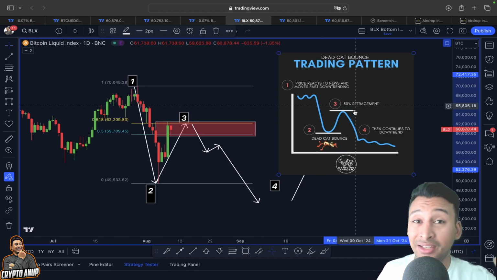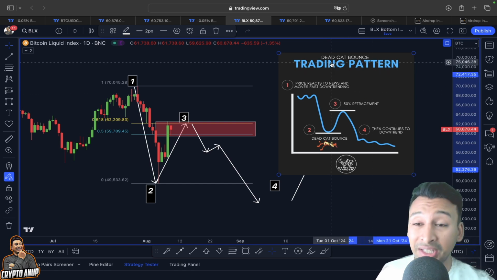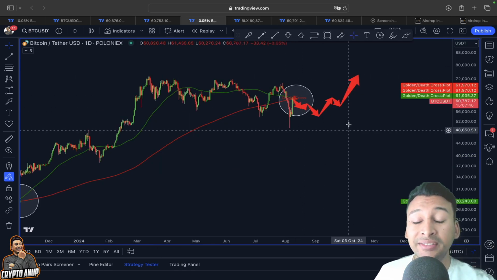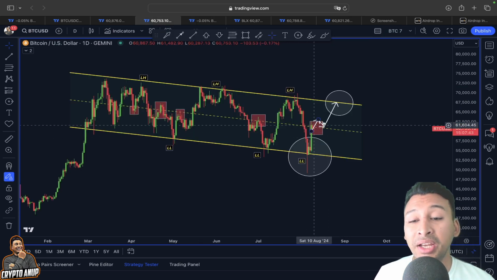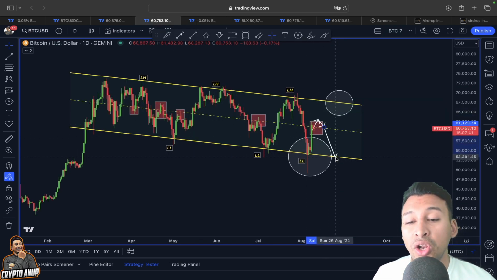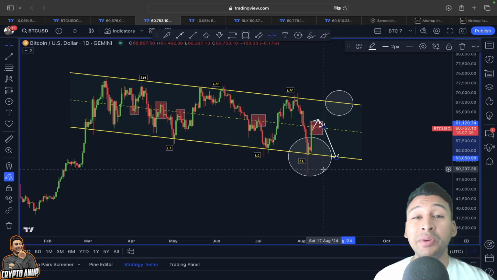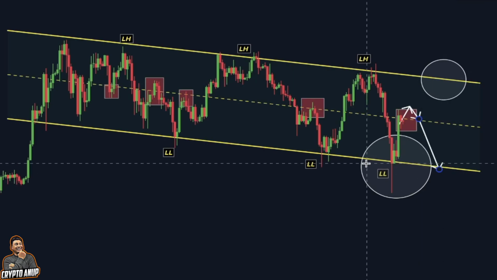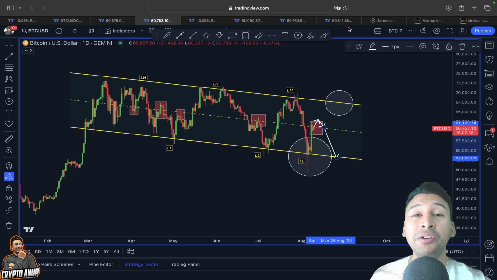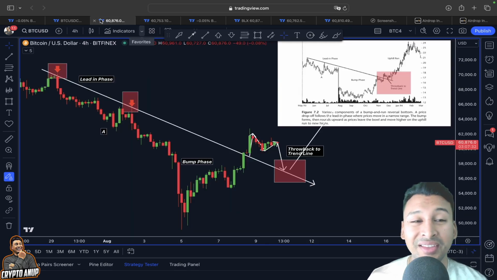But failing to do that, you can see what could be happening. Dead cat bounce trading pattern, price falling on this dead cross, and even getting attracted towards this lower trend line, which is going to bring us back around the 45,000 to 50,000 range. So that's why, to avoid this bearish move, we have to break this resistance at any cost.